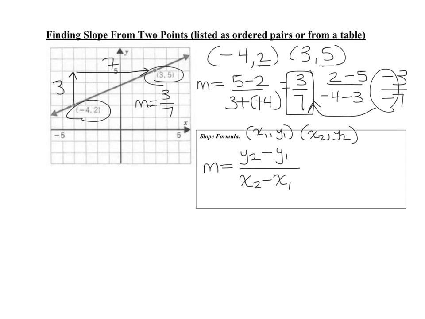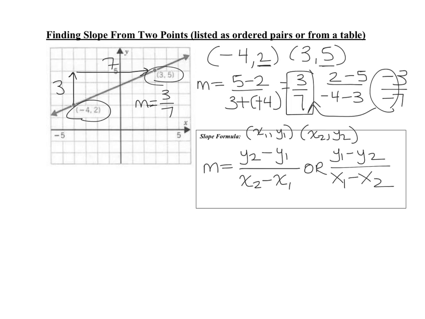So basically, x sub 1 here would be the negative 4, y sub 1 would be 2, x sub 2 would be 3, y sub 2 would be 5, right? So you're just subtracting these. And then again, it doesn't matter which one you start with. If you start with y sub 1, you could say y sub 1 minus y sub 2. But if you go in that order, you have to go in the same order, x sub 1 minus x sub 2.